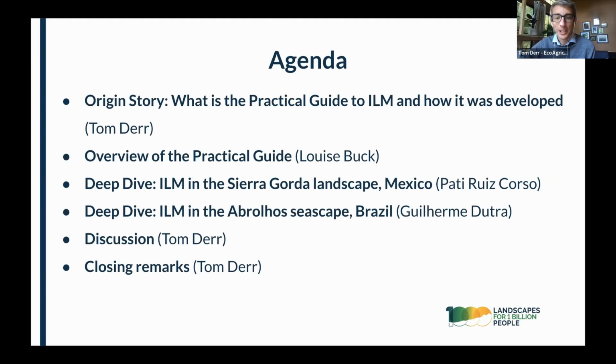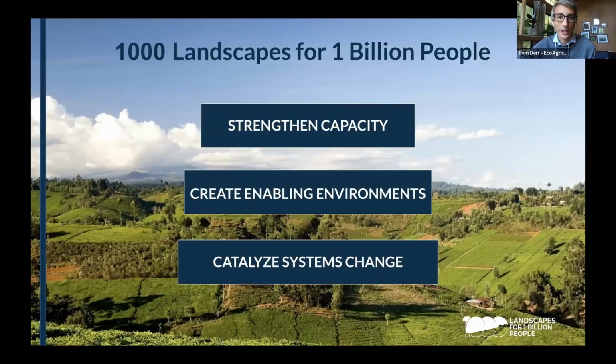To get us started more formally, I'm going to give a quick recap of the 1000 Landscapes Initiative. The 1000 Landscapes for 1 Billion People initiative was formally incepted in 2019. We came together as a group of partners focused on empowering and enabling local landscape partnerships to implement landscape management as effectively and efficiently as possible.